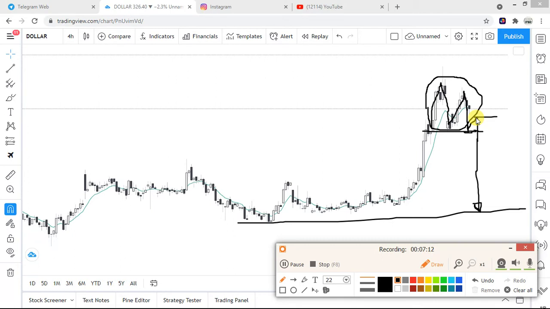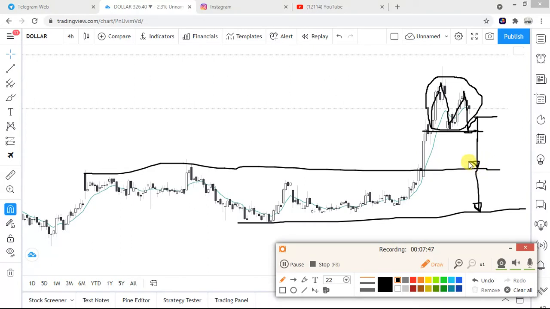So if you enter here, you can be confident to hold until this area here, because we have two supports, a major support and a minor support. The major support is this one I have drawn here. A minor support is here. So you should be very confident to hold until this price here.